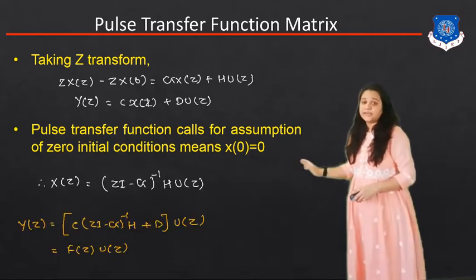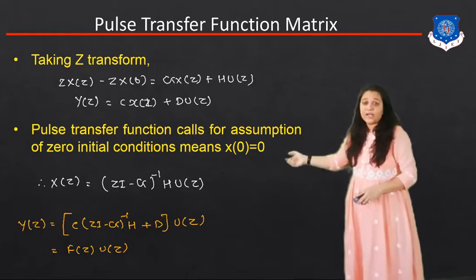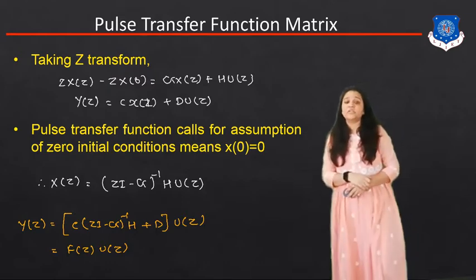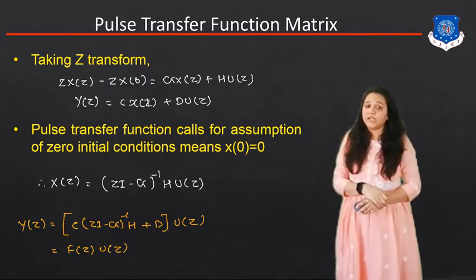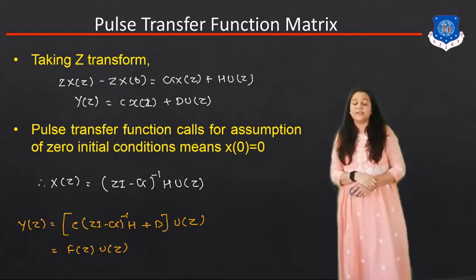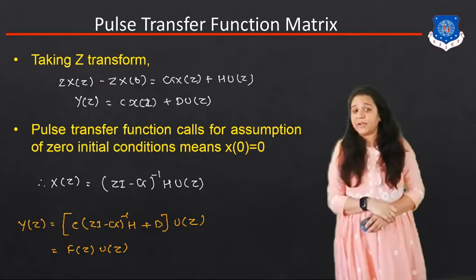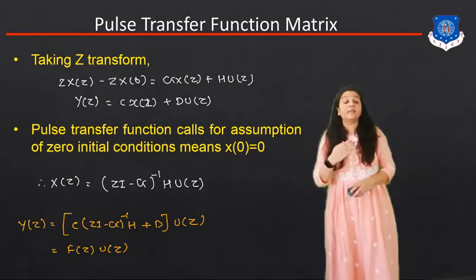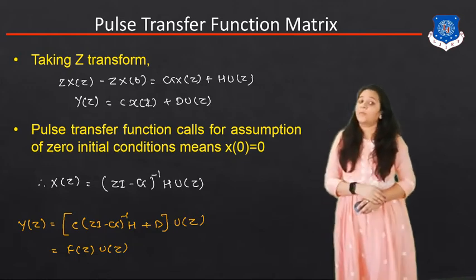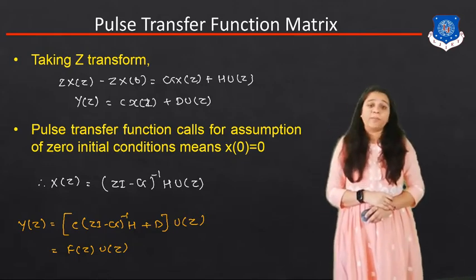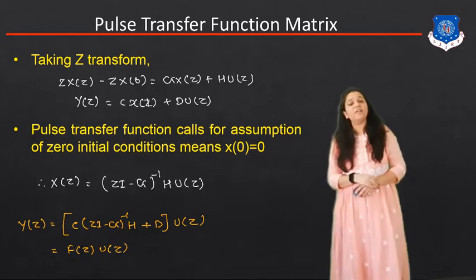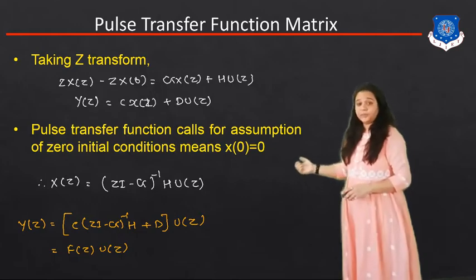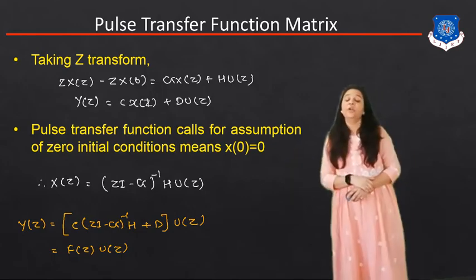So Y(z) is equal to, putting the value of X(z) in the equation of Y(z), C into (zI minus G) inverse into H plus D, and we can take U(z) as common. As you know, in the previous examples, they gave the value of U(z). U(z) is our input signal, so we can take a step input, ramp input, parabolic input, or impulse input. Depending upon the plant or the system, they will give the input signal. So what is Y(z)? It is nothing but a function of z into the input signal.